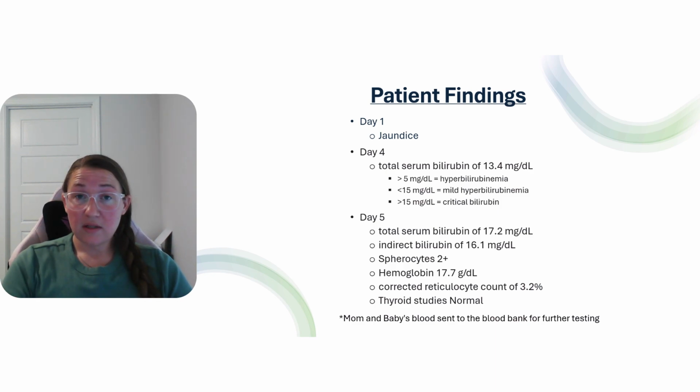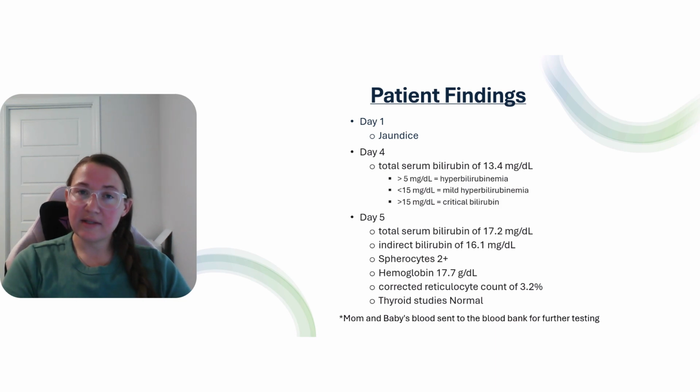We're seeing spherocytes of 2+, which can be an indicator. Hemoglobin of 17.7, so it doesn't look like it's causing any anemia at this time. A corrected retic count of 3.2%, so it looks like we are compensating a little bit. And thyroid studies were normal.